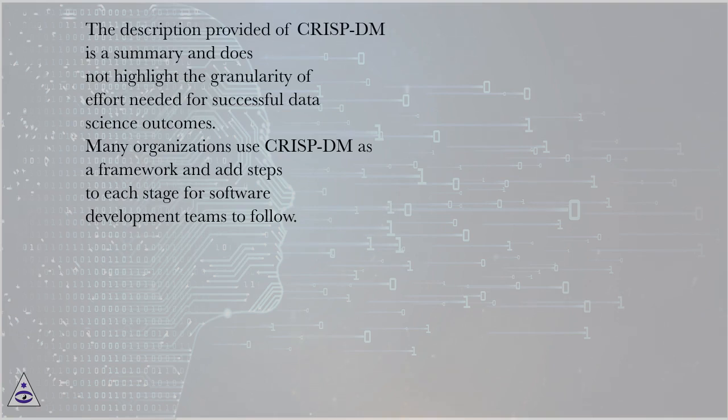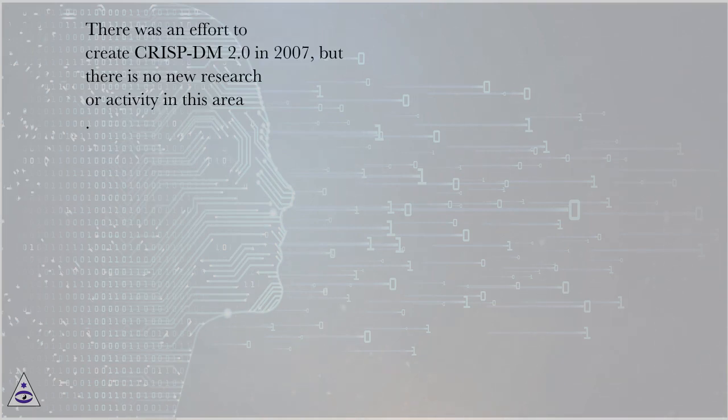The description provided of CRISP-DM is a summary and does not highlight the granularity of effort needed for successful data science outcomes. Many organizations use CRISP-DM as a framework and add steps to each stage for software development teams to follow. There was an effort to create CRISP-DM 2.0 in 2007, but there is no new research or activity in this area.